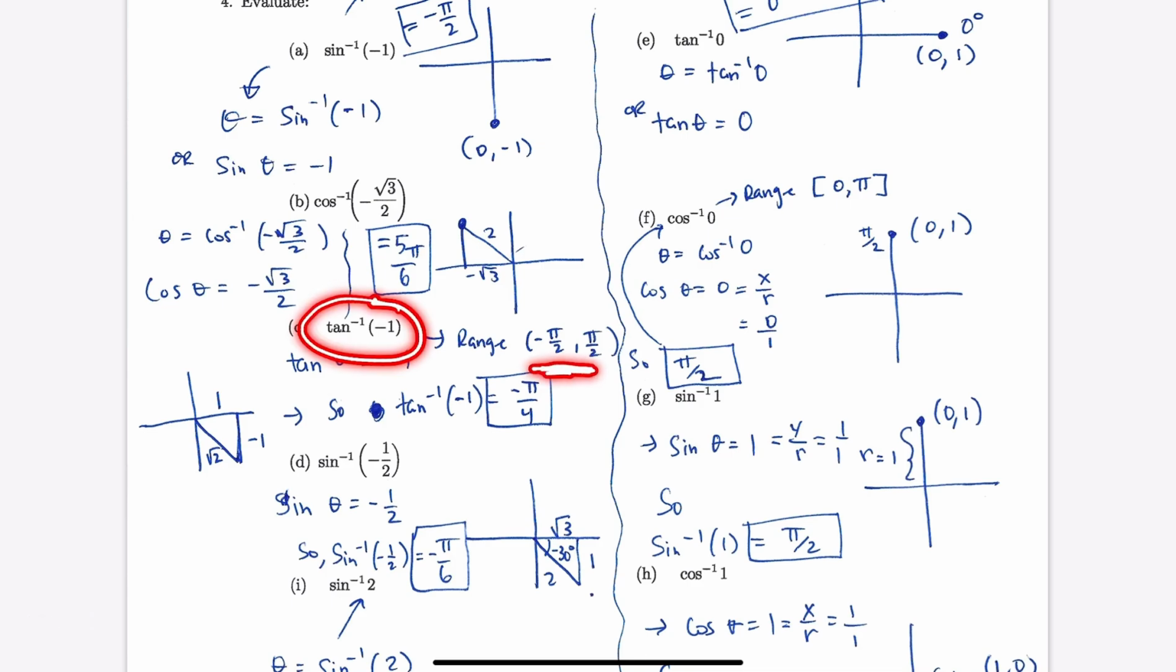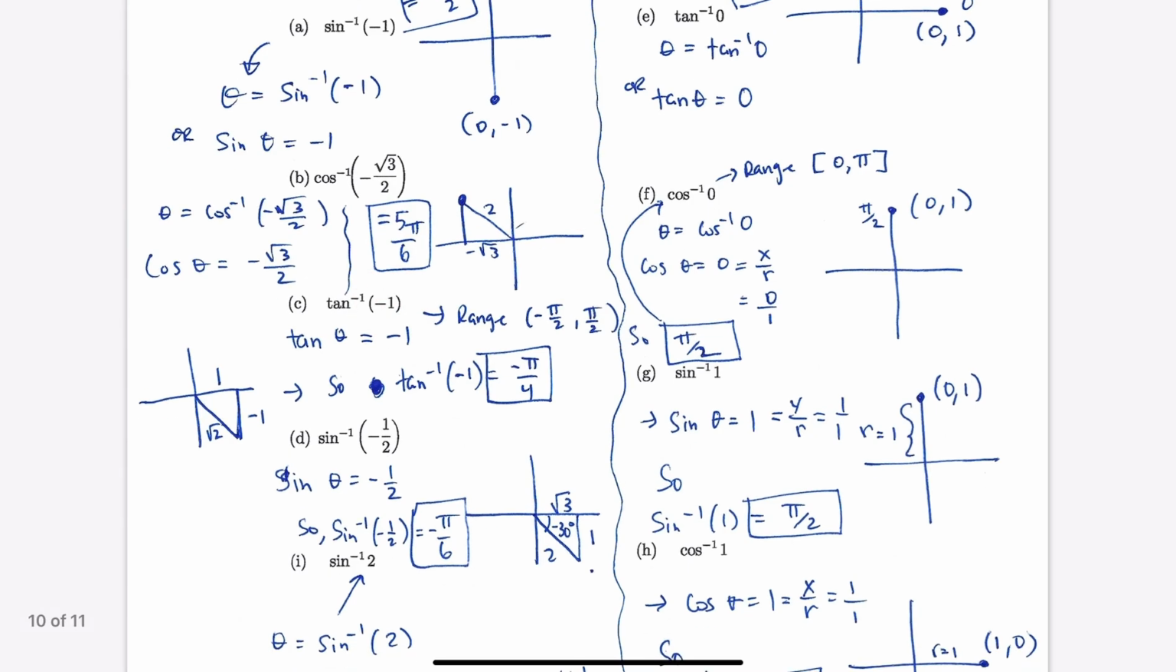Negative pi over 2 to pi over 2. However, it's not closed. But know that for the purpose of this exam, the fact that it's not a bracket is not going to change anything. Just be careful with the fact that, like, negative 1, right? Remember that y over x is still the thing here.